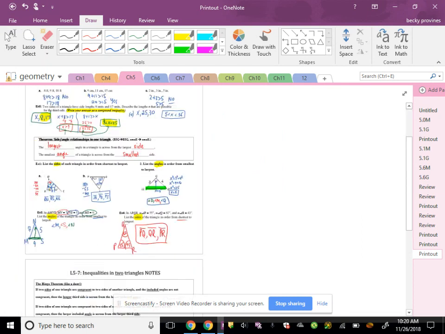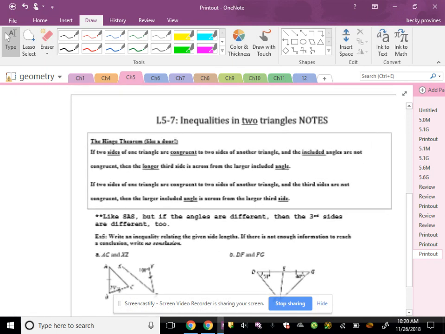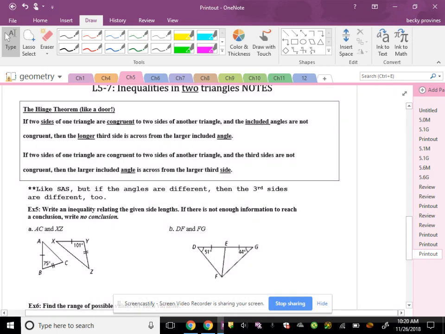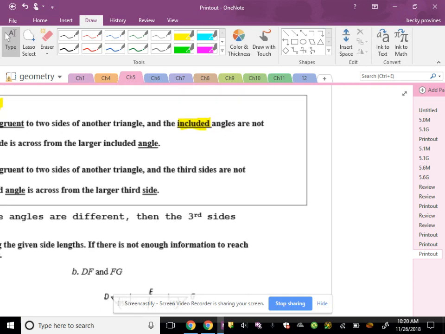Okay, so that's all for inequalities with one triangle. So now we're going to talk about inequalities with 2 triangles. Okay, so next is the Hinge Theorem. It's kind of like the door. So if 2 sides of a triangle are congruent to 2 sides of another triangle, and the included, remember included means it's the angle in between, the angle in between are not congruent, then the third side is always bigger when the angle across is bigger. Now, guys, I know I probably jumbled that up, but it makes a lot of sense if you understood the last lesson.